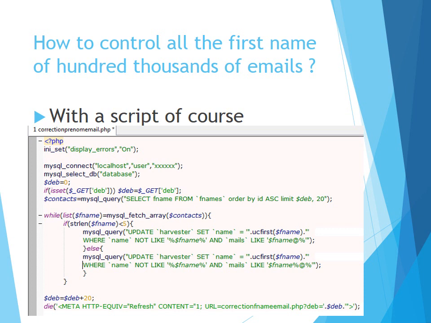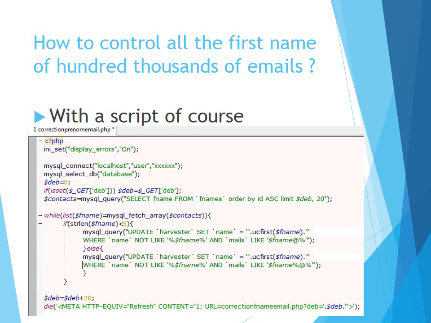So how to check the first name on 100,000 or millions of emails? It's not easy, but if you have a PHP script with a database of first names, the PHP script can do it in 1 second. It will check your millions of email addresses. You can copy this script from here, but don't worry, in 2 slides I will give you the URL to download it directly. So don't copy it from here, you will download it online.